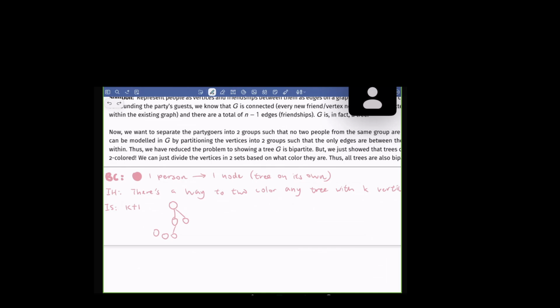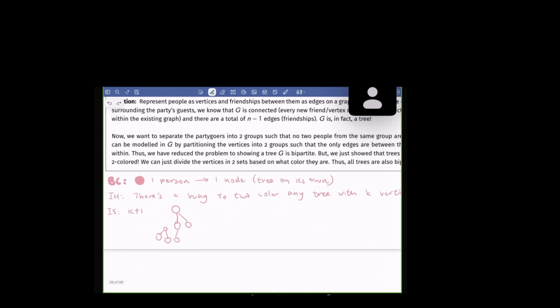And then we're going to use the inductive hypothesis. So we assume that all of these trees are two colorable. Now we want to add the person back, and you have to add the person back in a way so that everyone is connected again. It doesn't really matter how you do that though. In this case, I guess you can connect it like that. You can also connect it to any vertex up here, any vertex on the side. It just has to continue to be a tree structure.